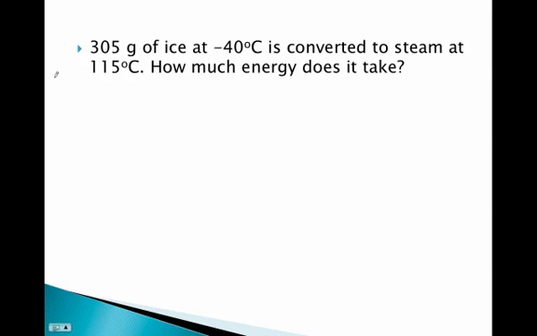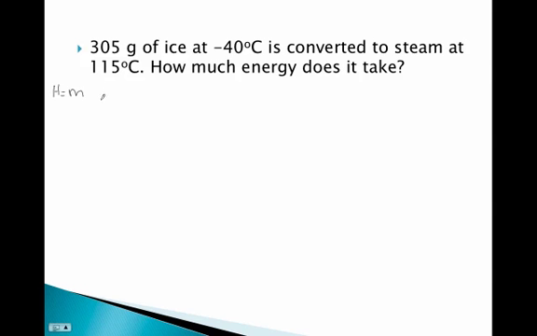Here we have a 5-step problem. We're going to take 305 grams of ice at negative 40 degrees Celsius, and we're going to convert it into steam at 115 degrees Celsius. You have to consider each step individually. So let's say we have heat, and we need to find, we're going to go from negative 40 to 0. Okay, we're still going to be ice. We're just going to raise the temperature of the ice to 0 degrees.